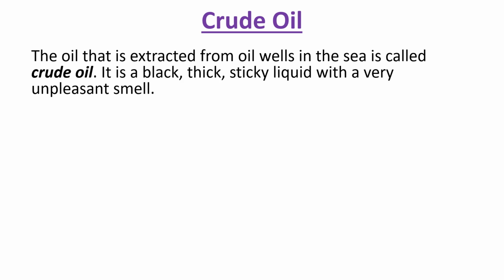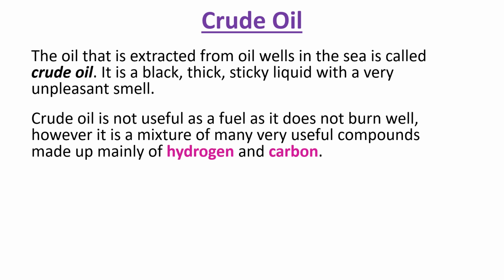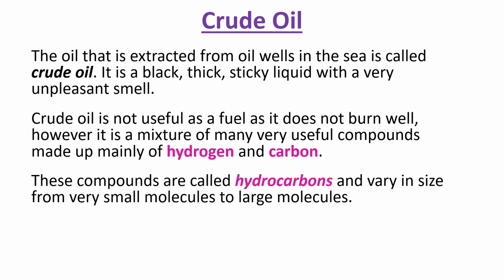Crude oil is a fossil fuel that we get from deep underground, and it is a mixture of many different compounds. Crude oil itself is not very useful as a fuel, however it is made up of a mixture of hydrocarbons which are extremely useful. Hydrocarbons contain only hydrogen and carbon, and the most common type of hydrocarbons are alkanes, which we will cover shortly.